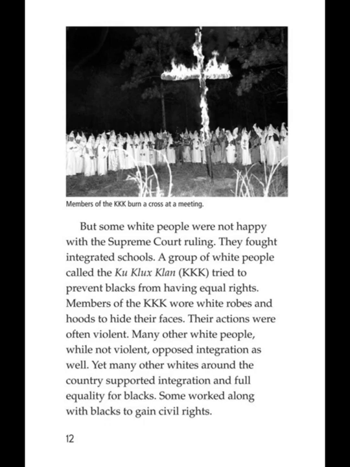A group of white people called the Ku Klux Klan, KKK, tried to prevent blacks from having equal rights. Members of the KKK wore white robes and hoods to hide their faces. Their actions were often violent. Many other white people, while not violent, opposed integration as well. Yet, many other whites around the country supported integration and full equality for blacks. Some worked along with blacks to gain civil rights.